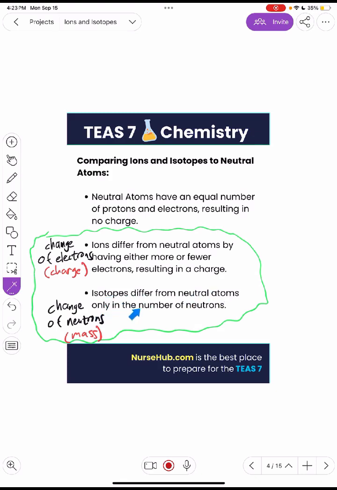Isotopes differ from neutral atoms because they have different numbers of neutrons. So isotopes change numbers of neutrons, which is a change in the mass. This is my big write-this-down, screenshot-it concept behind the difference, like stamping the definitions of the difference between the two.